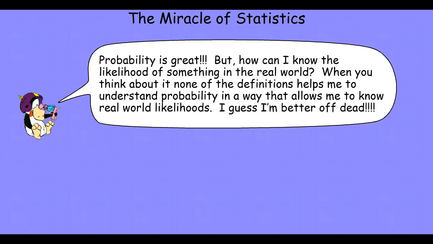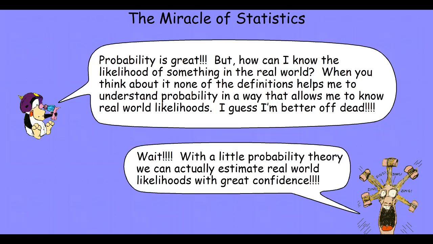How do I know the likelihood of something in the real world if it doesn't satisfy the constraints of the classical interpretation? That is, the principle of indifference and the ability to determine all the possible outcomes and all the favorable outcomes. And when you think about it, none of the definitions helps you understand probability in a way that allows you to know real-world likelihoods without significant effort. And you might have been frustrated by that, but you shouldn't be.